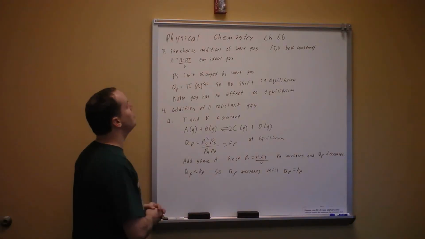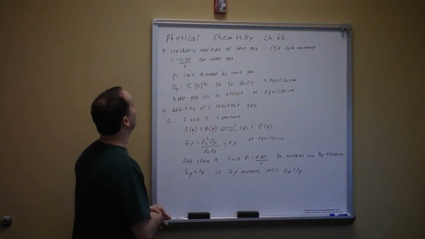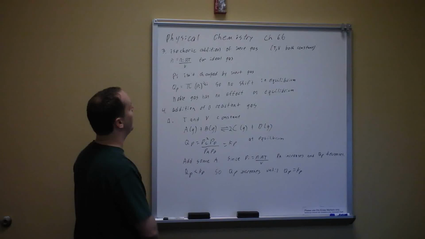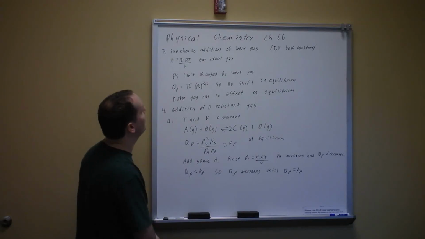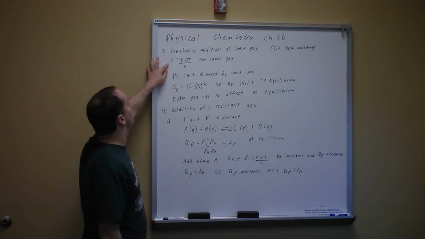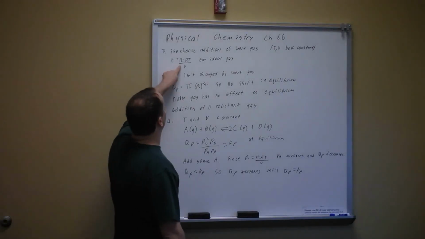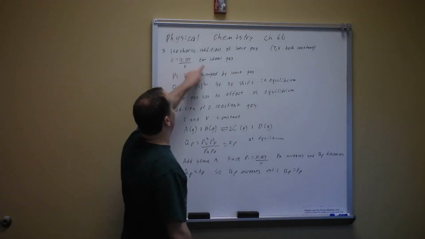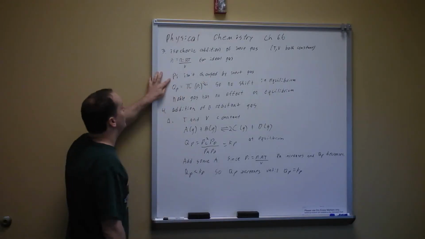Continuing on physical chemistry, chapter 6, section 6. Now we're going to do an isochoric addition of inert gas. Remember, isochoric means constant volume, but we're also going to assume that temperature is constant. The partial pressure of i is equal to the number of moles of i times RT over V, if you have a perfect gas, which we do.